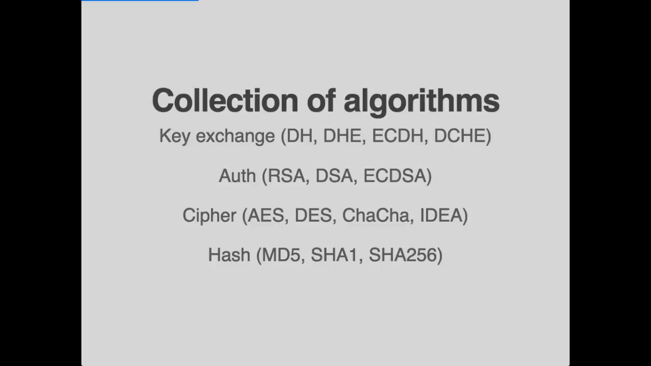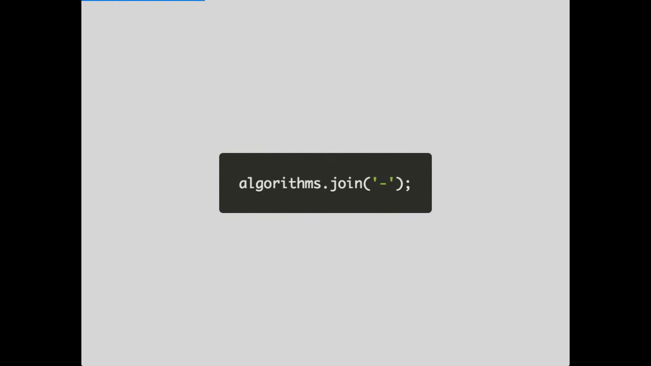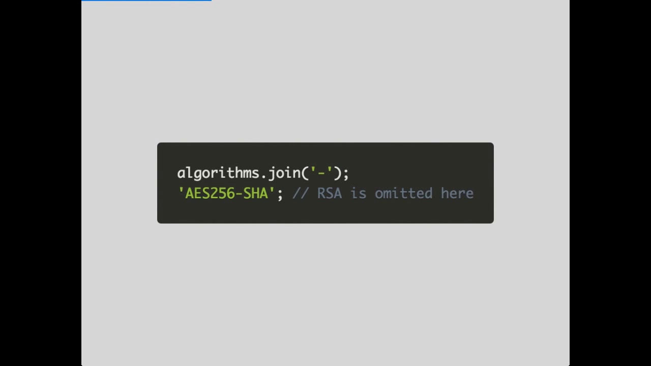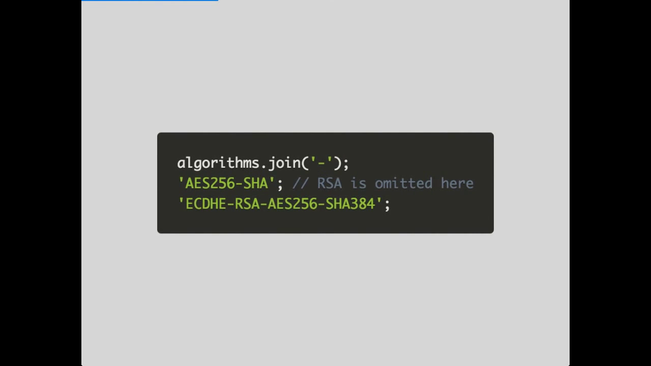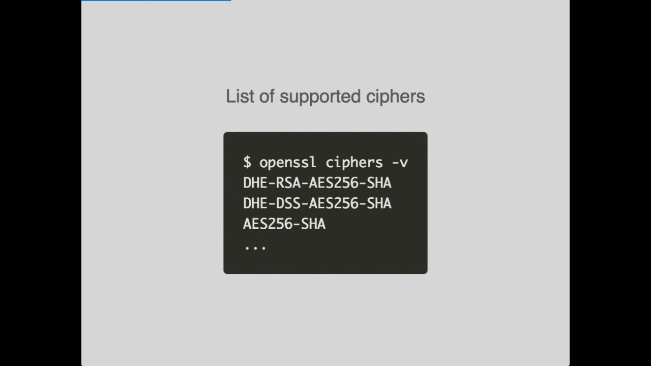And if you take one cipher from each of these categories and put them in an array and join them with a dash symbol, you will get a string like this, or probably even this, but don't use this one because it's totally unencrypted and it's just the best way to get your website hacked. And yeah, this is what you normally pass to a TLS server when configuring it. This is a way to tell OpenSSL what algorithms, what security measures you would like to use on your web server.